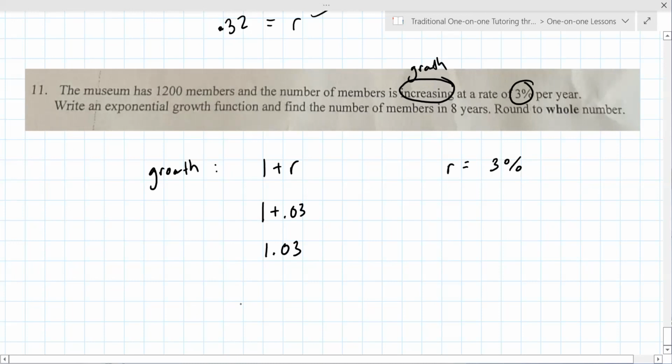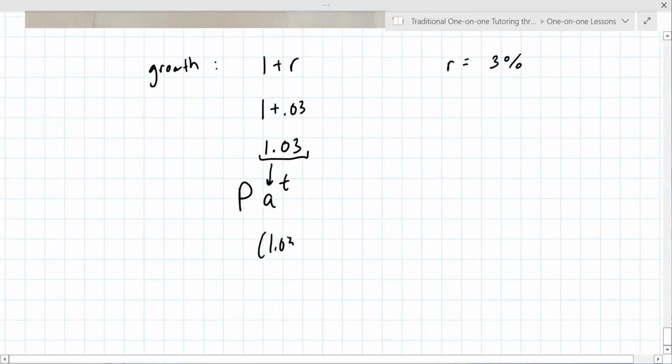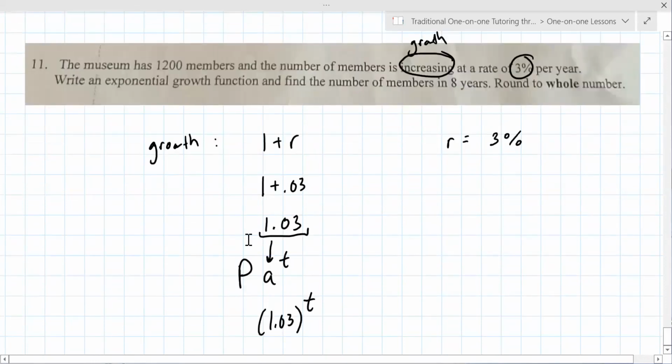So you probably saw the PAT formula. Maybe you saw PERT, but we'll go with PAT. That's the value of A. So 1.03, P, that's the initial amount. And they give that to you. The initial amount is 1,200. So you have to find P and you have to find A in these problems.